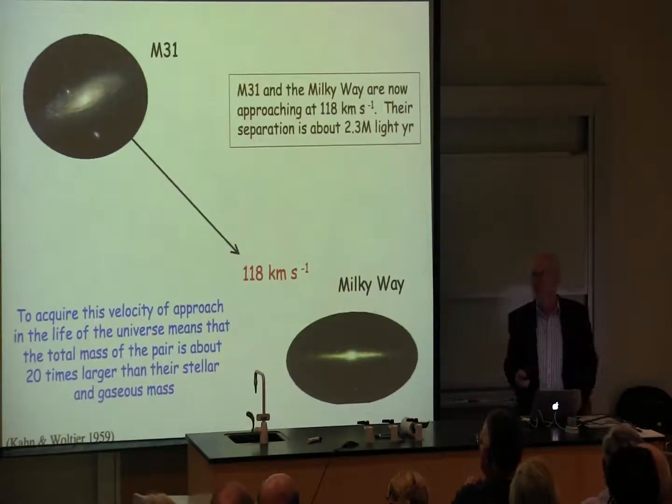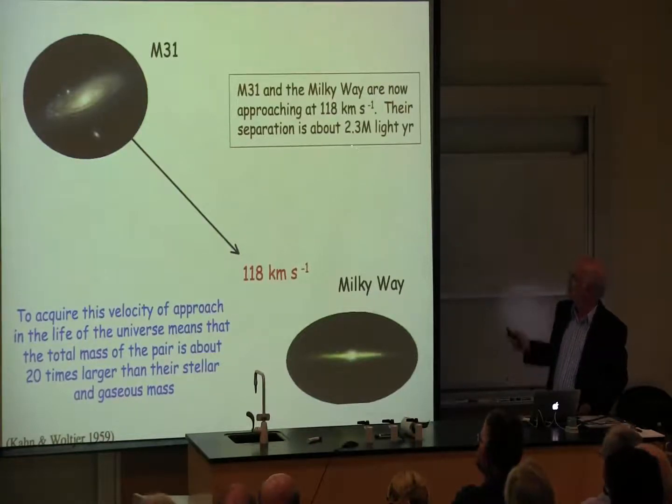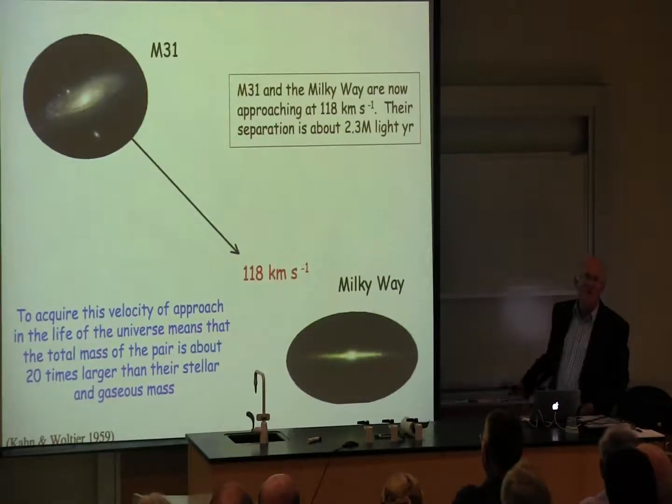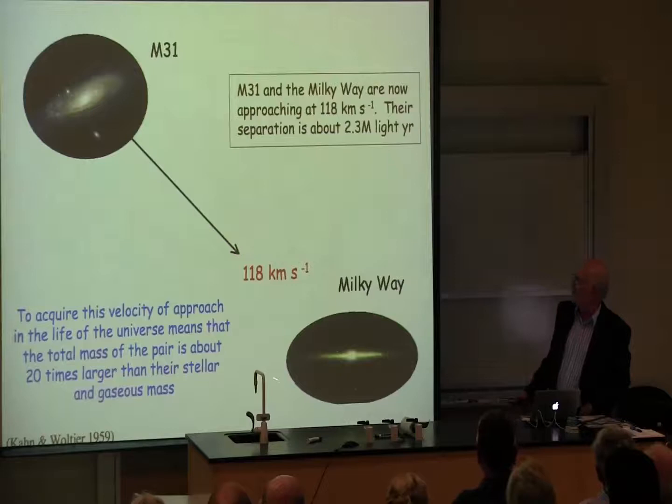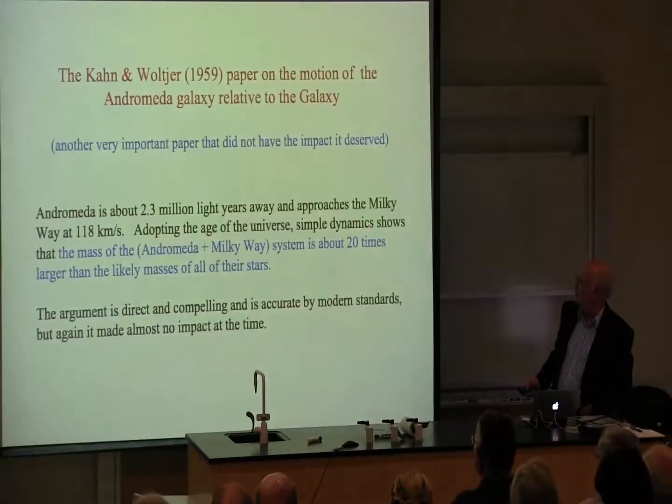So you have all the information: you have the distance apart, you have the velocity, you have the age of the universe, which these guys already have a pretty good idea of, and so you've got all the information to work out what the mass is. It's a very simple calculation. A first-year physics student could get this pretty right. So the outcome is that the total mass of the pair is about 20 times larger than the stellar and gaseous mass put together. Again, this factor of 20 keeps on coming up.